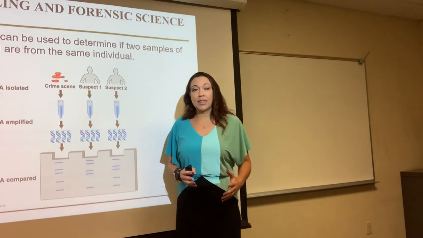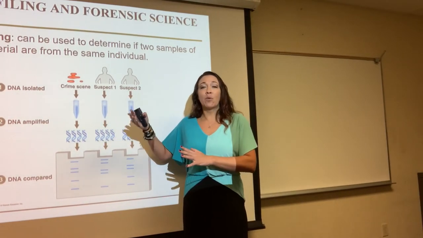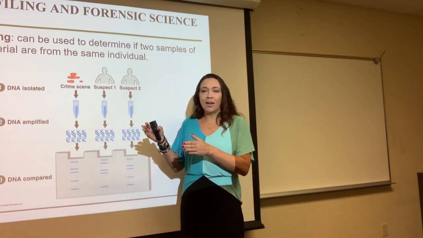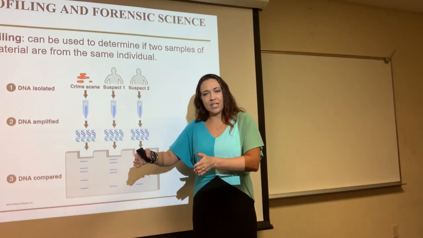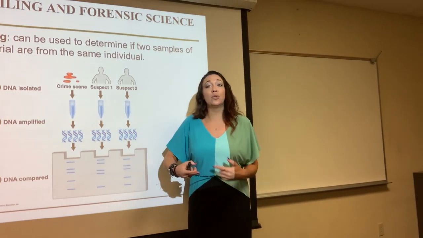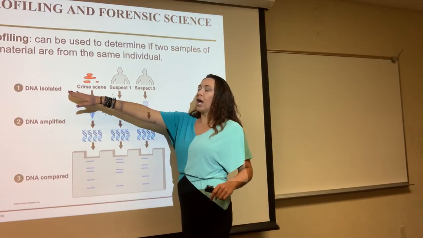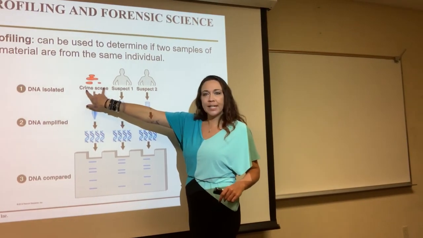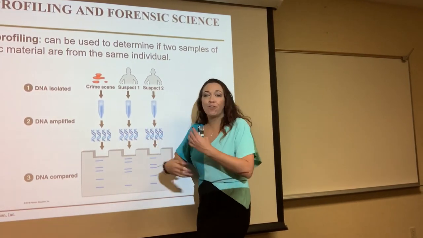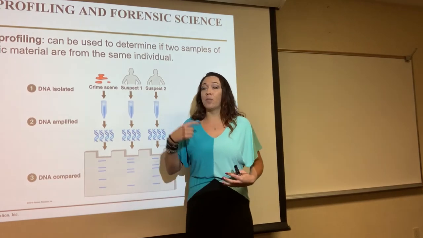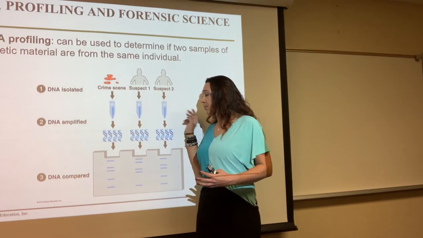The same kind of thing is going to happen. We're going to use either the STRs or the RFLPs, looking at the different segments of DNA. Does this one match this one through gel electrophoresis? Here again, we isolate the DNA from the crime scene, from suspect one, and from suspect two. We amplify the DNA with PCR. Remember, we're increasing the amount of DNA, so now we have a big sample for each of them.